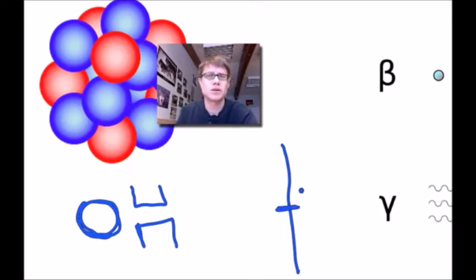So what scientists want to do is figure out what's the nature of this radiation. So what they did is they put a positive charge up here and a negative charge down here. If I remember right, it doesn't matter.